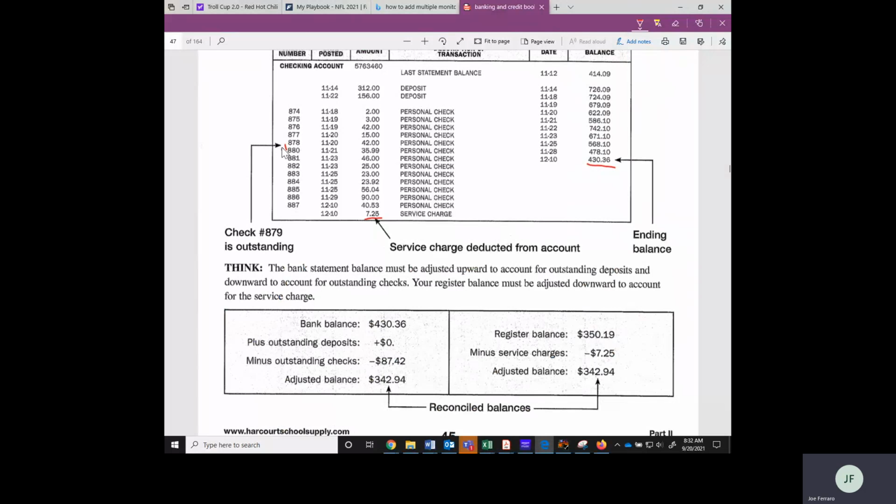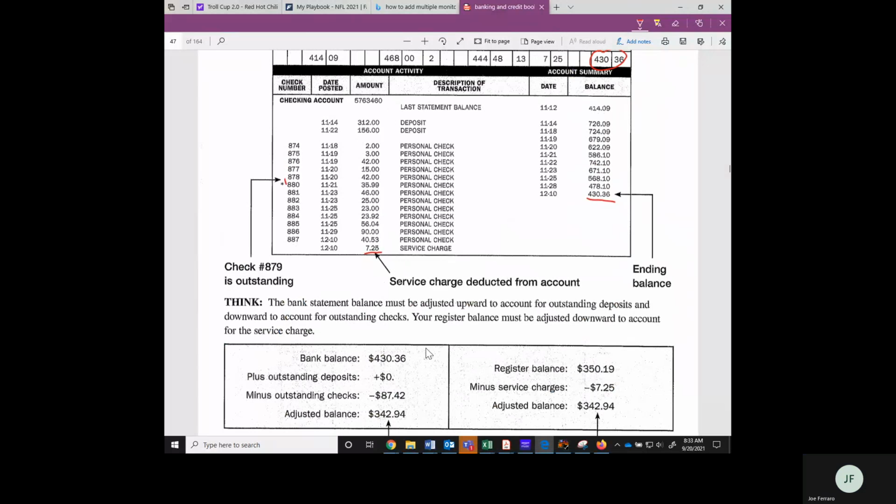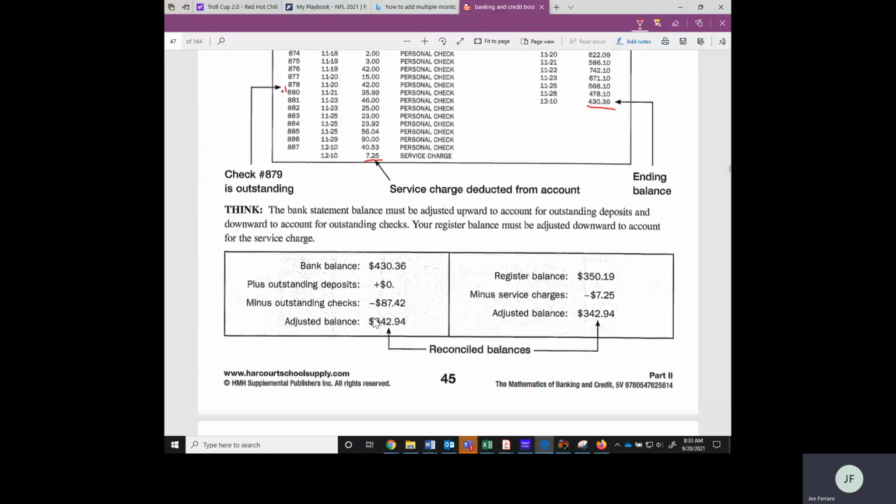So check 879. Usually to figure out how much this is, because it won't show up in the statement, you have to look in your check register. But they tell us here it's for $87.42. So you need to subtract that from the bank statement, and that'll give you $342.94.